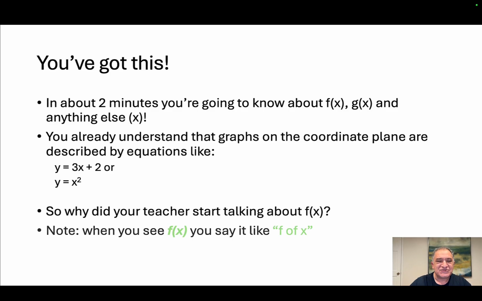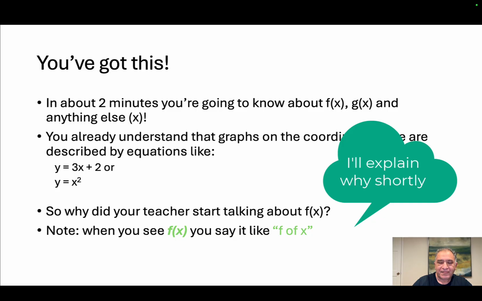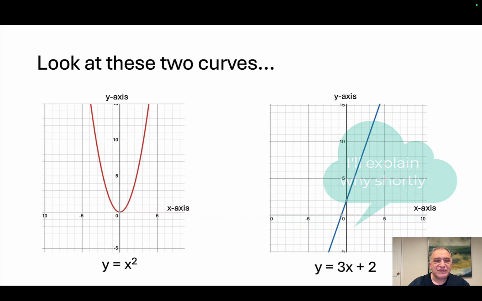And by the way, let me just clarify. When you see f parentheses x, you say it just like I did, f of x. All right, so let's look at two curves. I get it. These are not both curves in the normal sense of things, but let's just call them that. One's a line, one's a parabola. And you can see that each of them has an equation describing it: y equals x squared, or on the right side, y equals 3x plus 2.